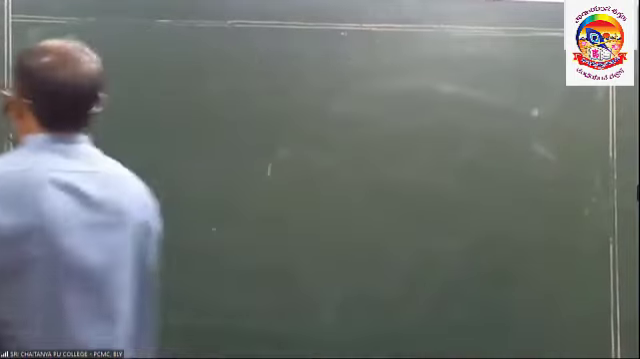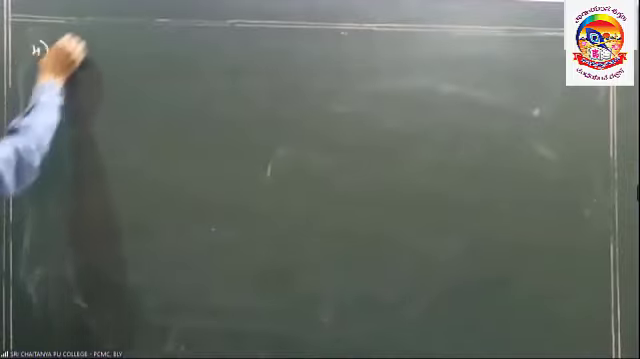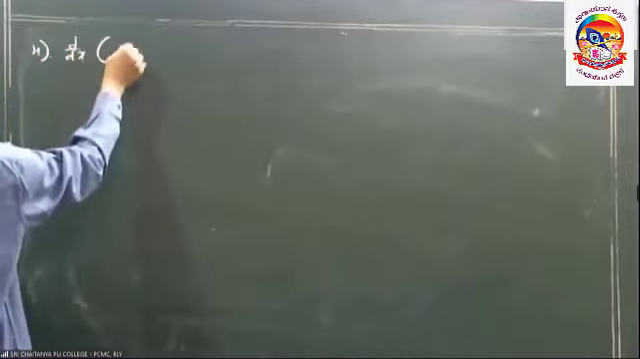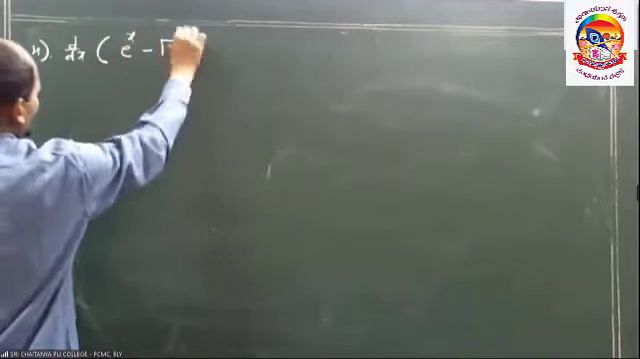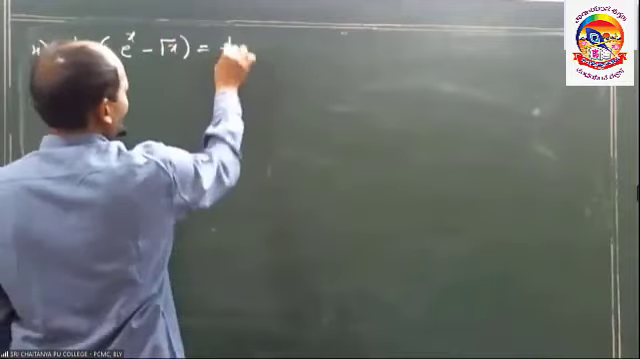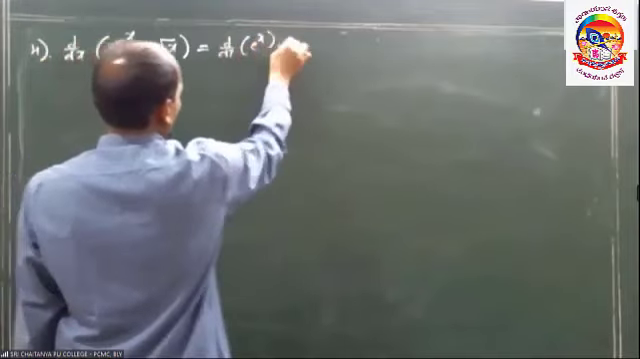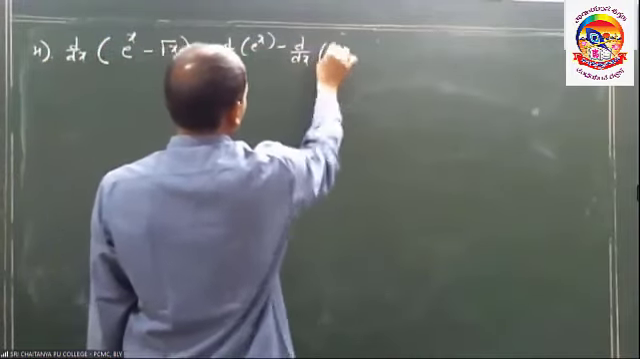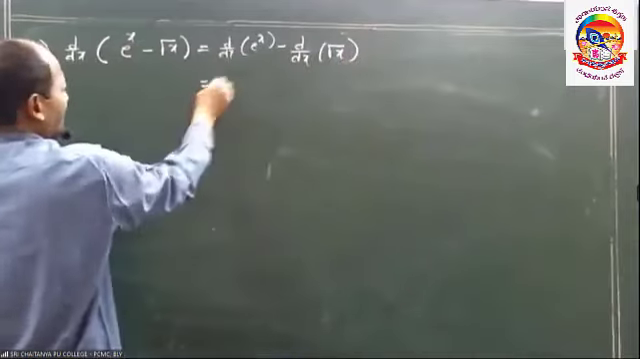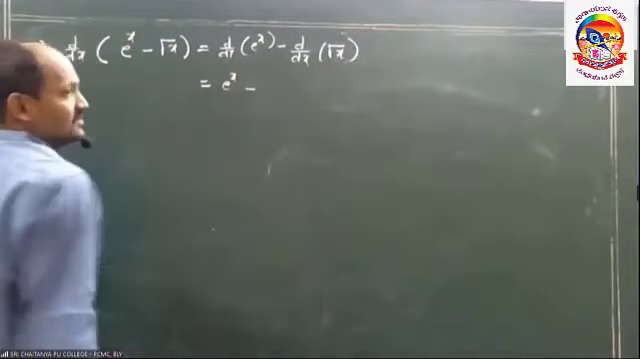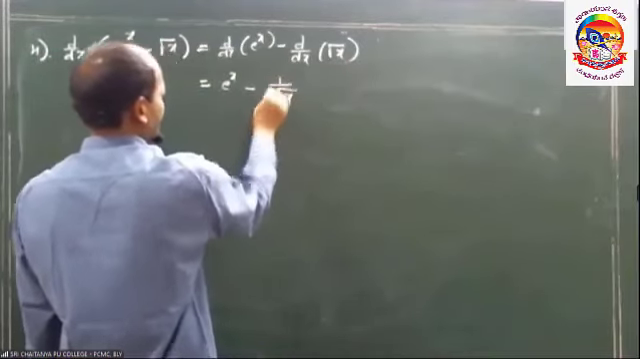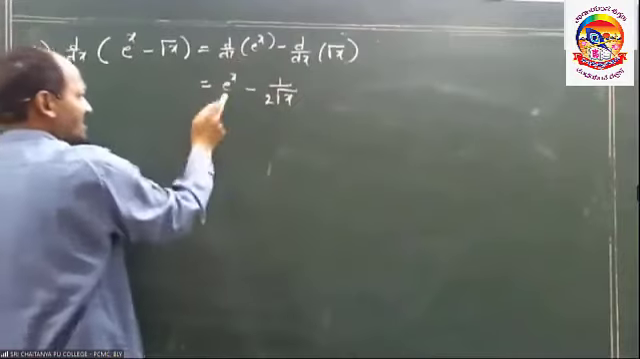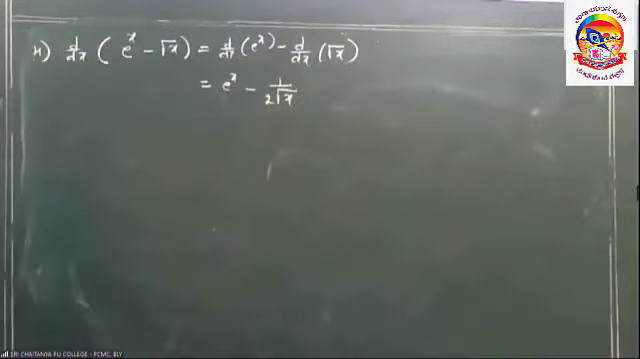Next, find the derivative of e power x minus root x. It is the derivative of e power x minus the derivative of root x. We know that the derivative of e power x is e power x, and the derivative of root x is 1 by 2 root x.